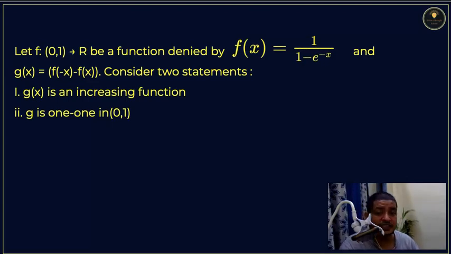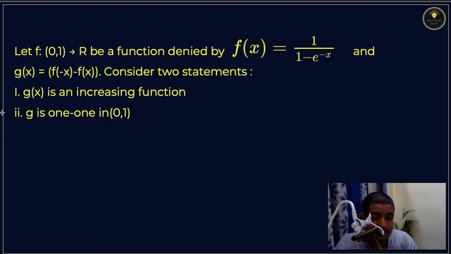Then what are the changes that we can see in the function that is given as 1 upon 1 minus e to the power minus x? For that, we have to find whether this function is an increasing function. This is the thing that we have to find. And the next thing that we have to find is whether this function is a one-one function or not. Two things are there. For that, firstly, we have to find the value of g(x).